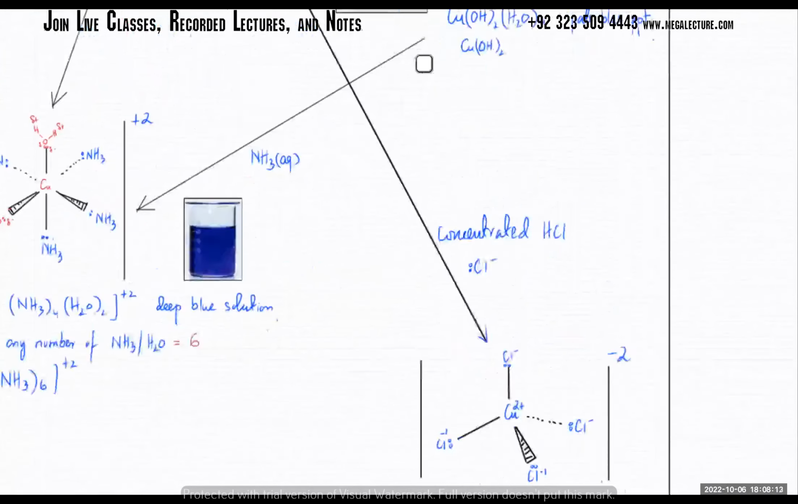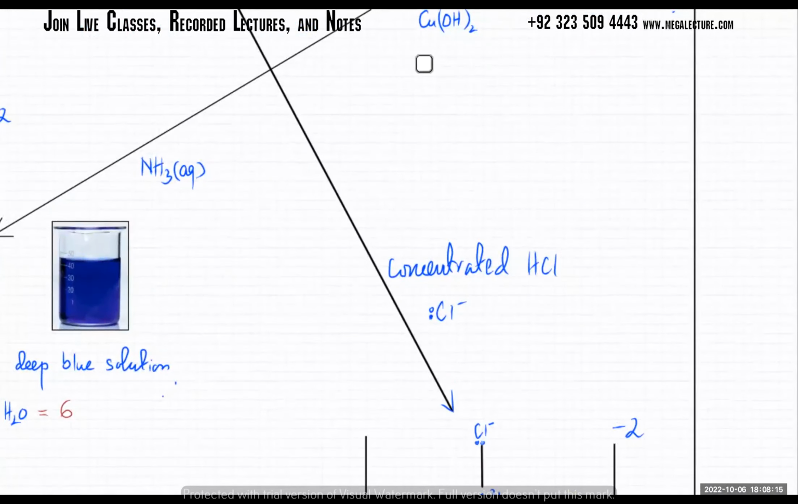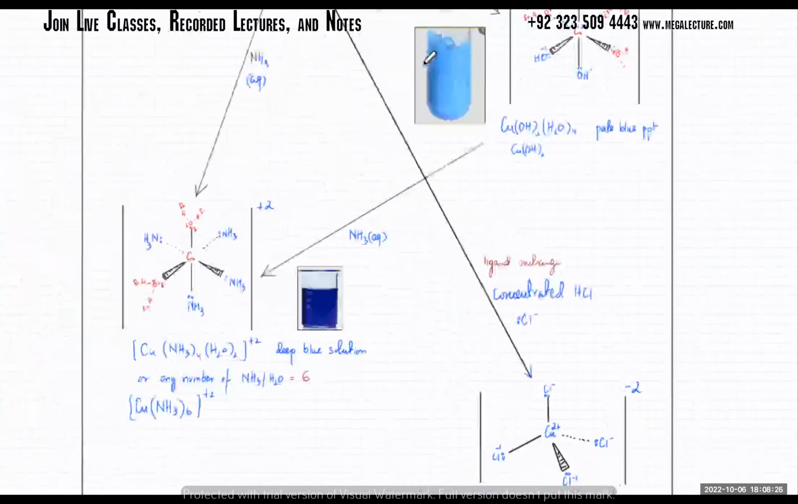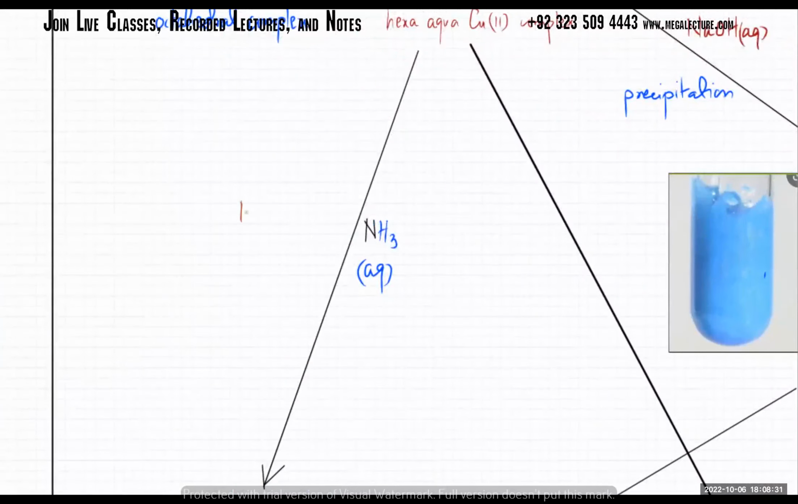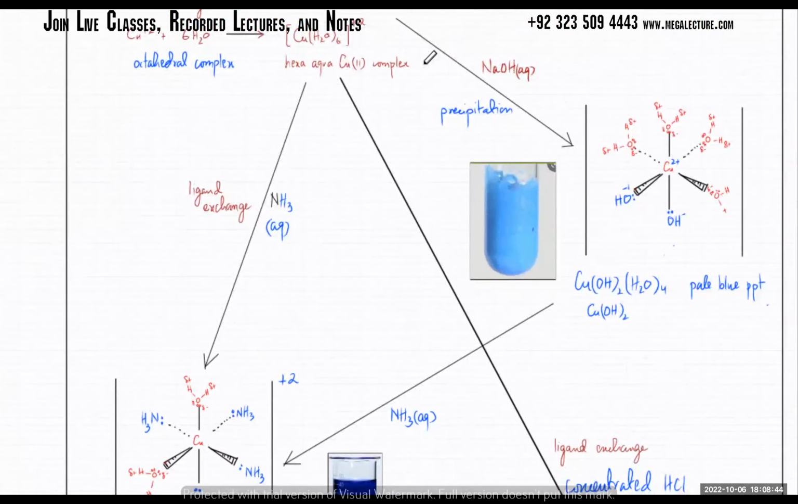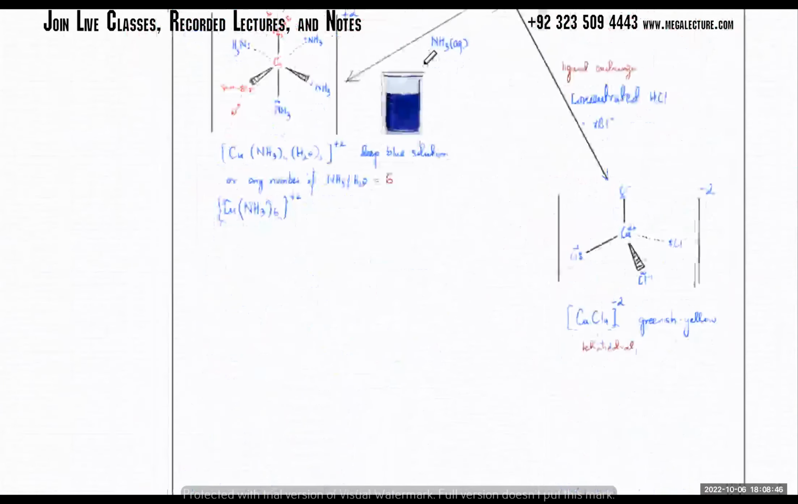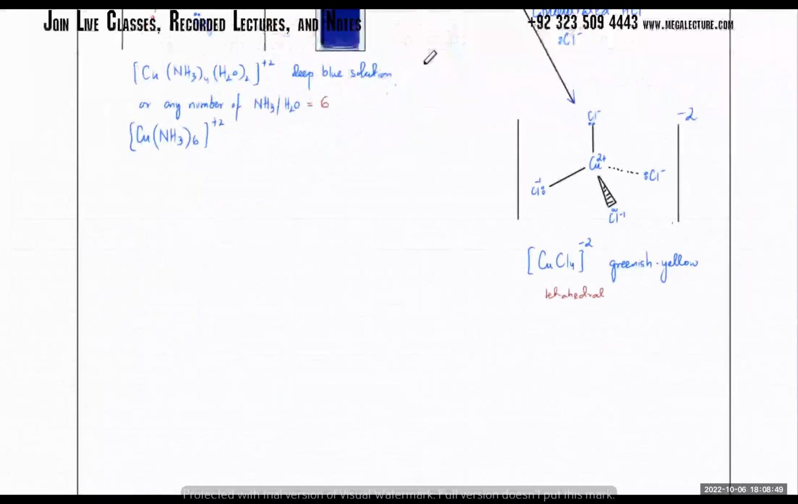Now these are ligand exchange reactions. The one with Cl-, that's a ligand exchange reaction. That means one ligand gets exchanged by another one. The one with ammonia is also a ligand exchange reaction, where one ligand gets replaced by another one. So we need to write equations for this, and you have to remember all of this.